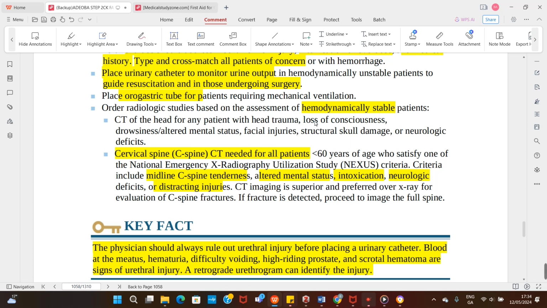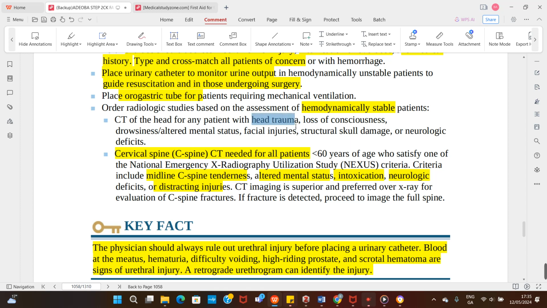So in patients that are hemodynamically stable, and maybe they have a history of hitting the head against something, or they have some neurological deficit by the time you are doing your disability check under your primary survey, that kind of patient, you might want to do CT of the head, non-contrast CT of the head, particularly those with history of head trauma, loss of consciousness, altered sensorium, facial injuries, skull injury, neurologic deficit, just like I said.